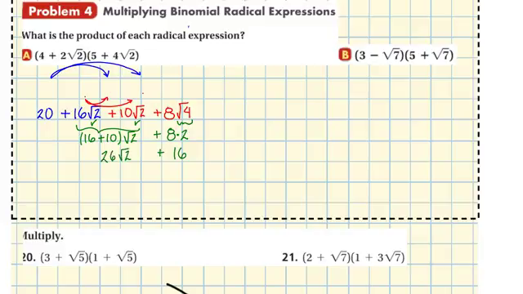Now, of course, we still need to simplify because guess what? 20 and 16 are like terms. So we're going to add them together as well. So 20 plus 16 gives you 36. And we still have the 26 square root of 2. And that's our final answer.